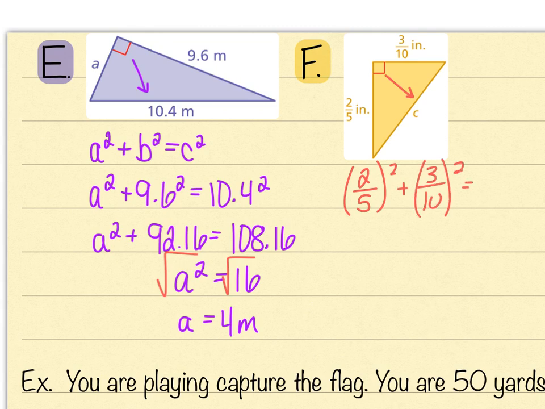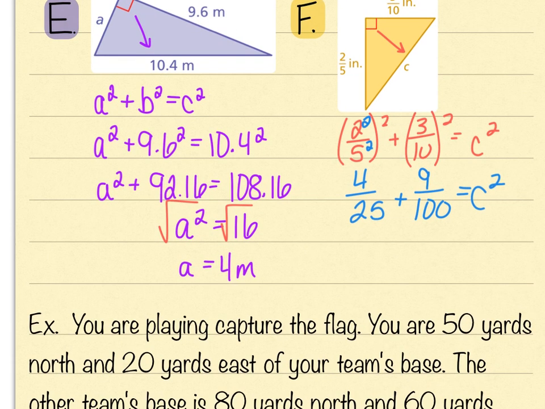squared equals c squared. And so remember, when you're squaring a fraction, you square the numerator and the denominator. So it's like you're doing 2 squared and 5 squared. So this would be 4/25 plus this would be 9/100 equals c squared. And then I'm going to add these together. I have to have a common denominator. So if I multiply by 4, that will make this 16/100.